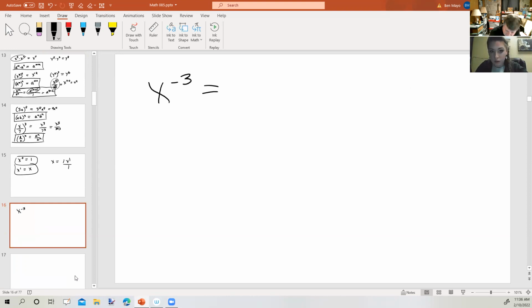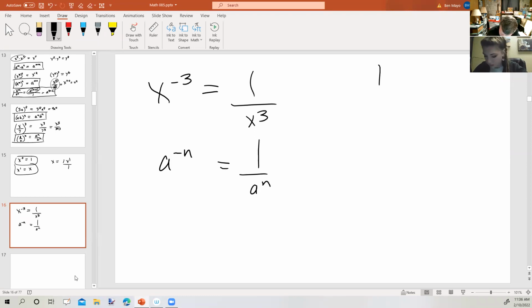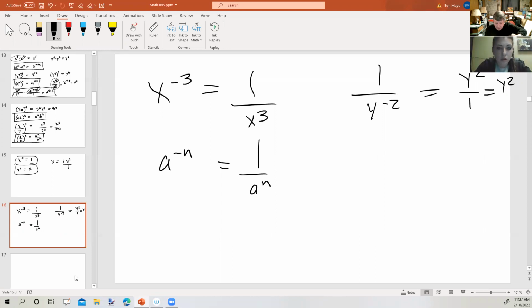Something raised to a negative power is equal to 1 over that same base to a positive power. So in general, a to the negative n equals 1 over a to the n. Likewise, if we had 1 over, let's say, y to the negative 2 power, that would be y to the positive 2 power over 1, or y to the 2 power. So basically, if you have a power with a negative exponent, if it's in the numerator, you can move it downstairs and make it a positive exponent. If it's in the denominator, you can move it upstairs and make it a positive exponent.